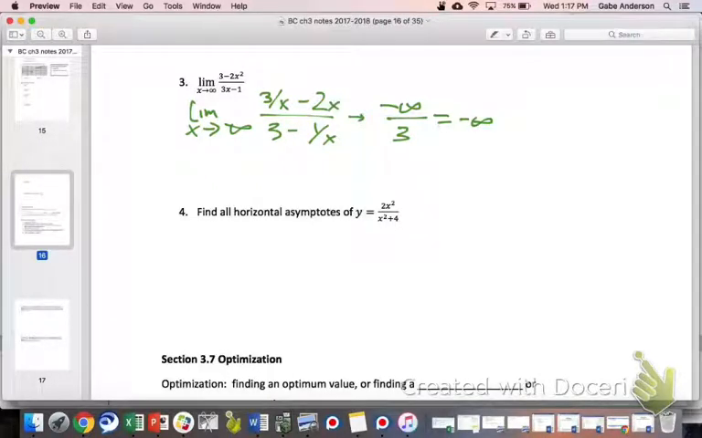Okay, number 4. Number 4 might look out of place. You might be thinking, hey, I thought we were talking about limits and infinity and stuff, and all of a sudden it starts talking about horizontal asymptotes. Why would this be in this section of questions?